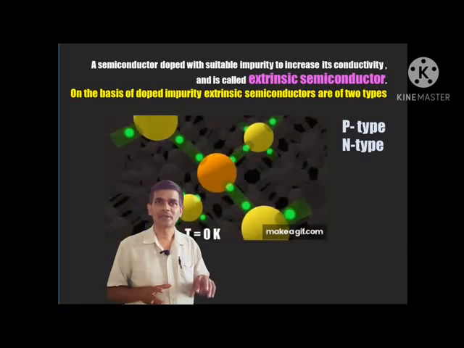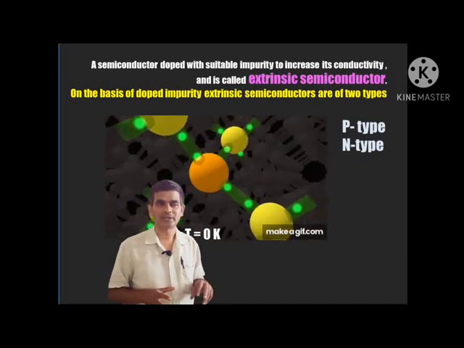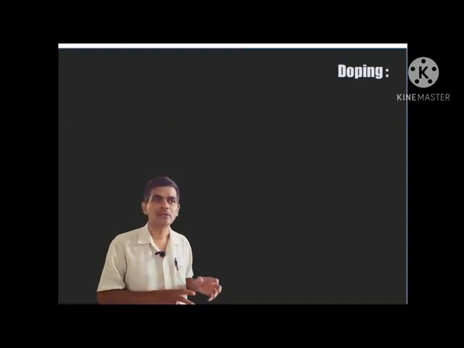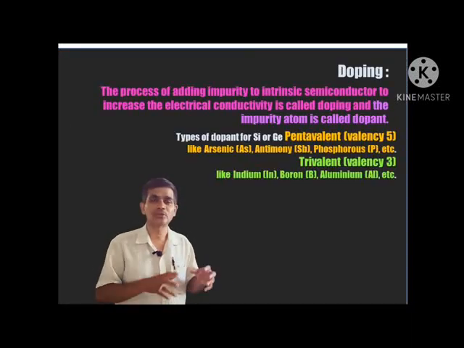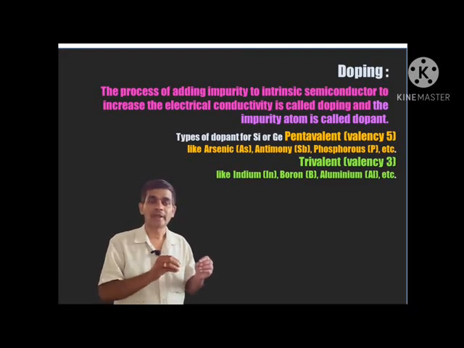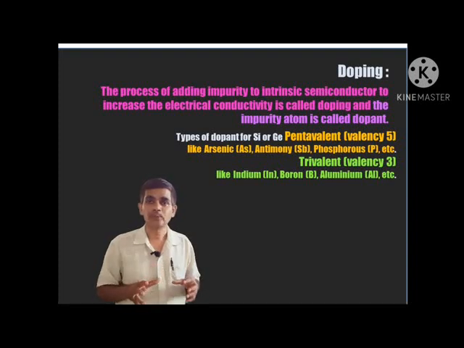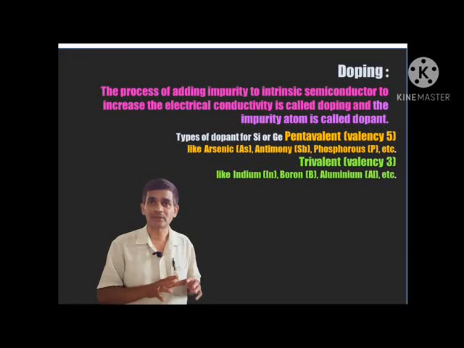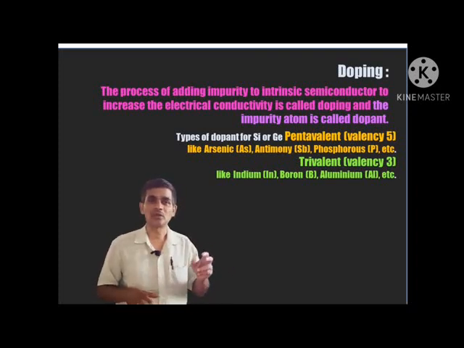One is the P type semiconductor and the other is the N type semiconductor. For that, what is doping? The process of adding impurity atoms to the pure semiconductor is called doping. A small quantity of impurity atoms is added, such that the physical or chemical properties of the pure semiconductor do not alter. In that ratio, a few impurity atoms are added. That process is called doping, and the atom which is added is called the dopant.